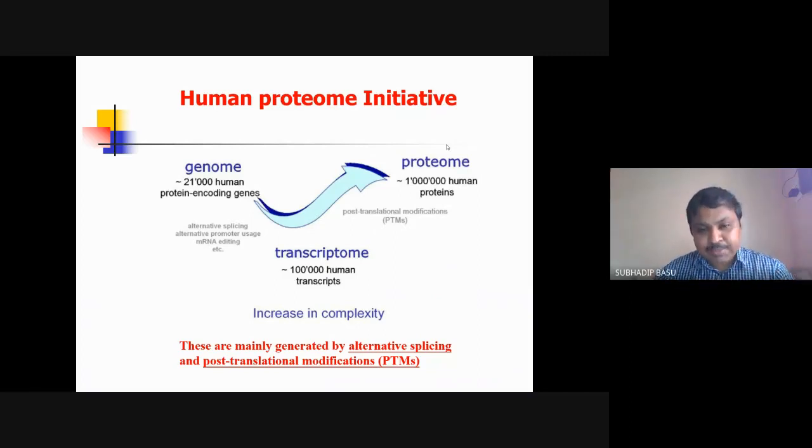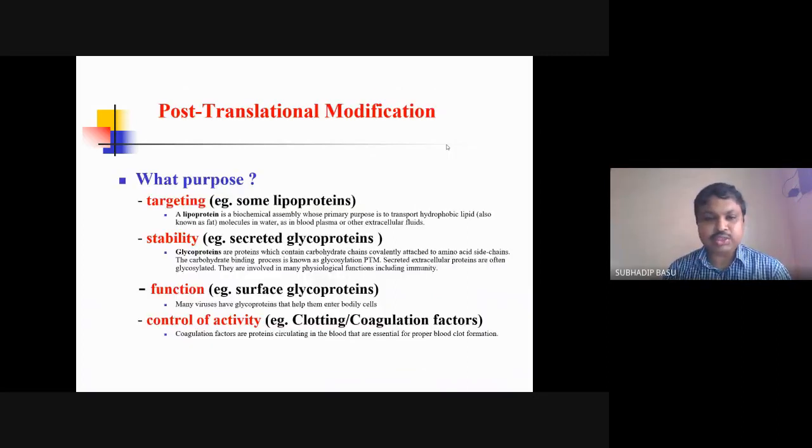So this is a very simplistic overview of the whole biological process in a living cell. But in reality, we have these splicing variants and post-translational variants. So 20,000 genes encode 1 million proteins. That is absolutely stunning, and we'll see how it works out.